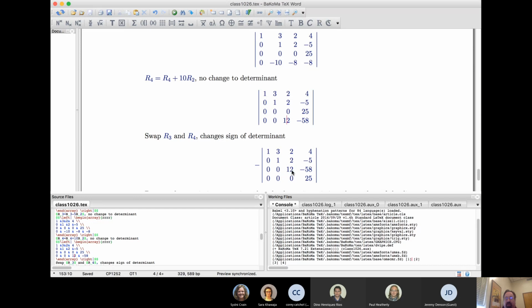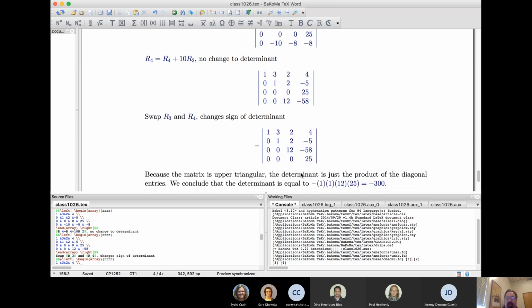So I'm done with row reduction, but because I performed a row swap, remember that changes the sign of the determinant. And since I want the determinant of the original matrix, I have to put this minus right here. So now it's in echelon form, upper triangular. I can multiply all these diagonal entries, which will give me 300. But then I have to remember to negate it because of the row swap I performed earlier. And that will give me the determinant of the original. So I get minus 300.